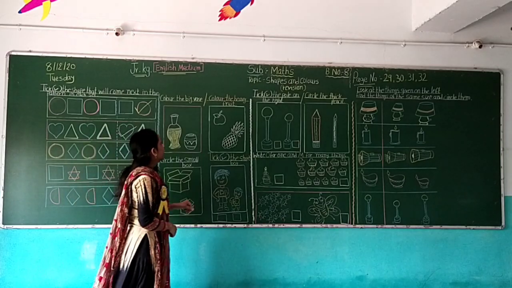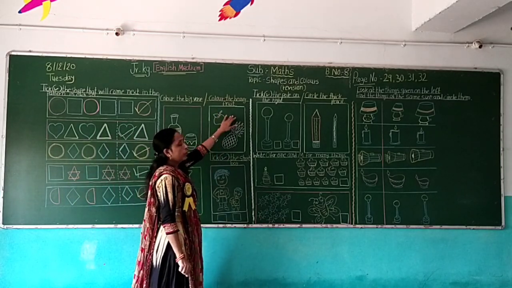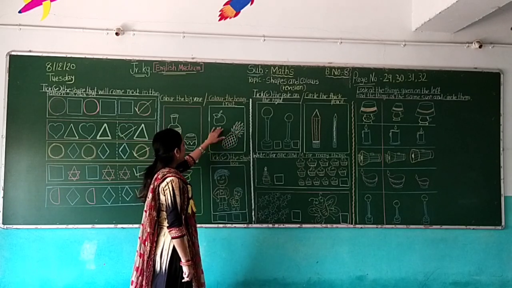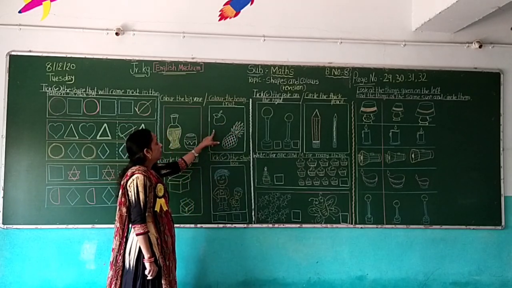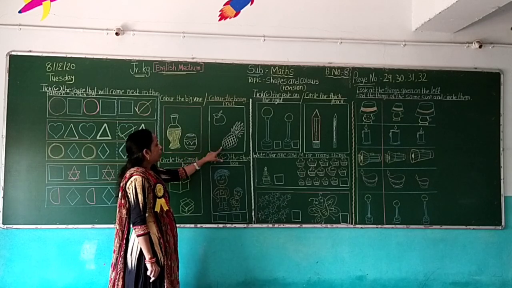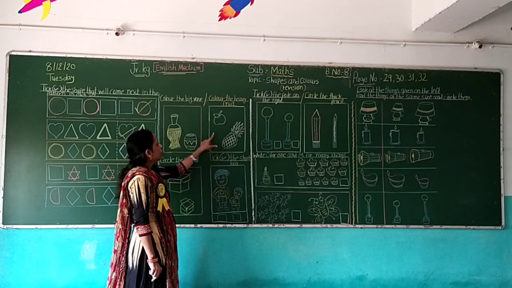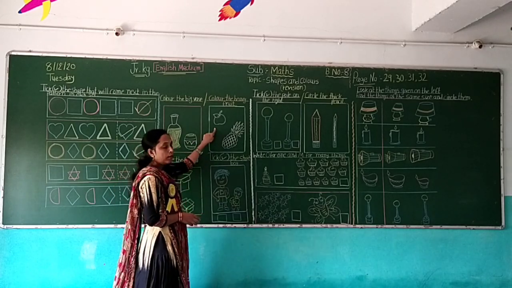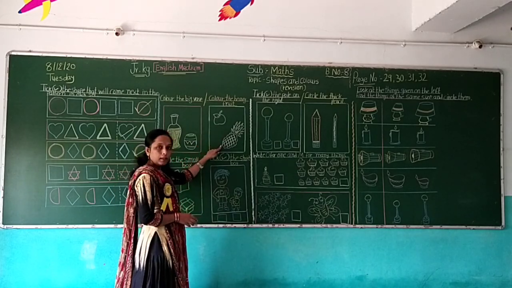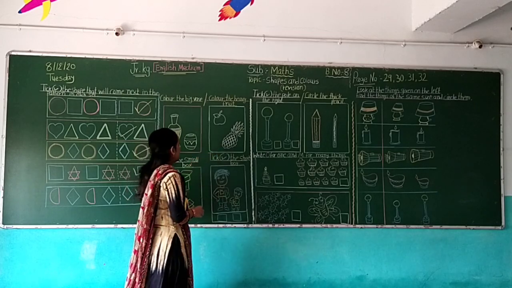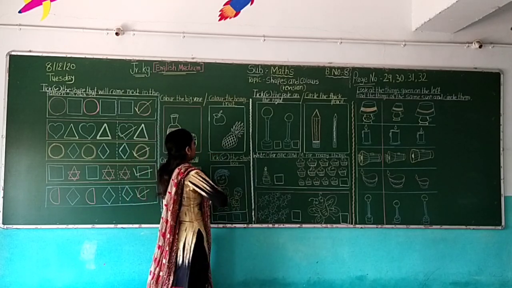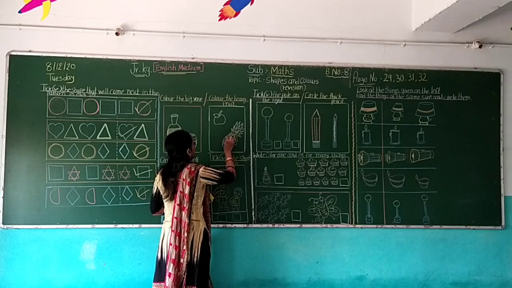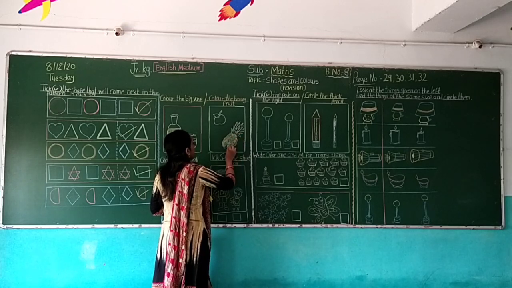Now next, color the heavy fruit. So student, look at these fruits carefully. Here I drew two fruits, apple and pineapple. So tell me which fruit is heavy? Apple? No. Pineapple? Yes, pineapple fruit is heavy. So here we color pineapple.